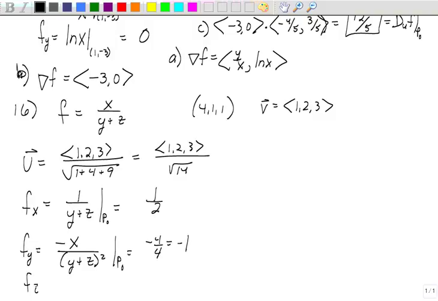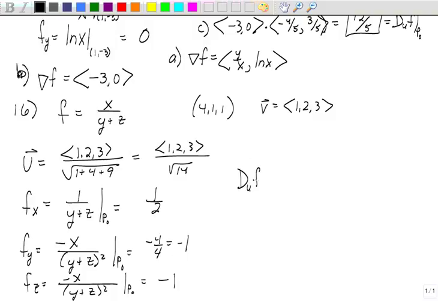And f_z, again, we use the quotient rule. It's the denominator times the derivative of the top, which is 0, because x is a constant, minus x times the derivative of the bottom, which is 1, over the denominator squared. So when we plug in the point here, we get negative 1 also. So the gradient is 1/2, negative 1, negative 1.